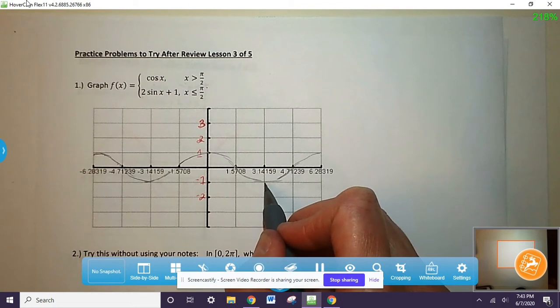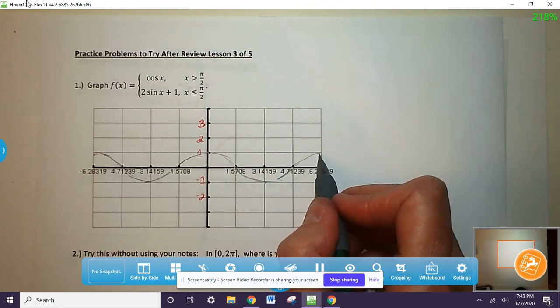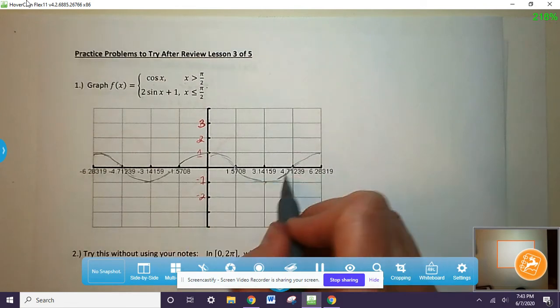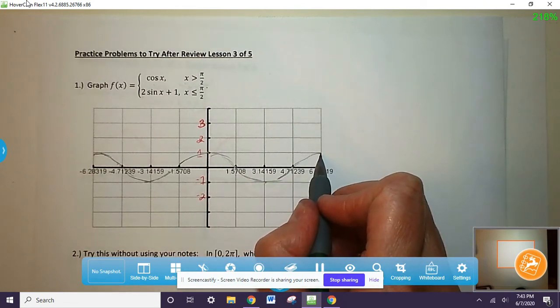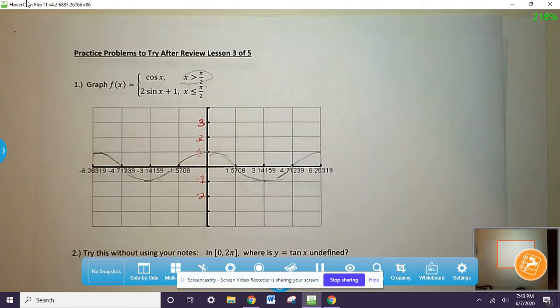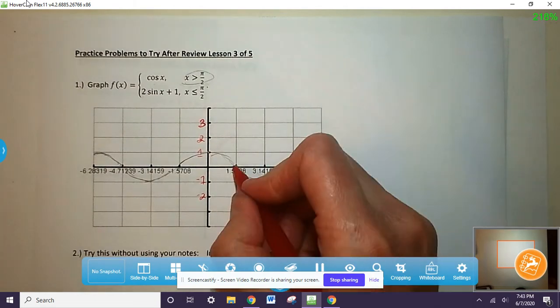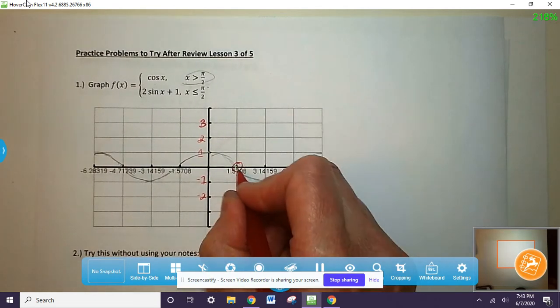You're going to have a minimum at pi. You're going to have an x-intercept at 3 pi over 2, and back up to a max at 2 pi, because the period is 2 pi. Now you only want to keep this graph where x is greater than pi over 2. So at pi over 2, we're going to put an open circle, and we're going to keep the part to the right.